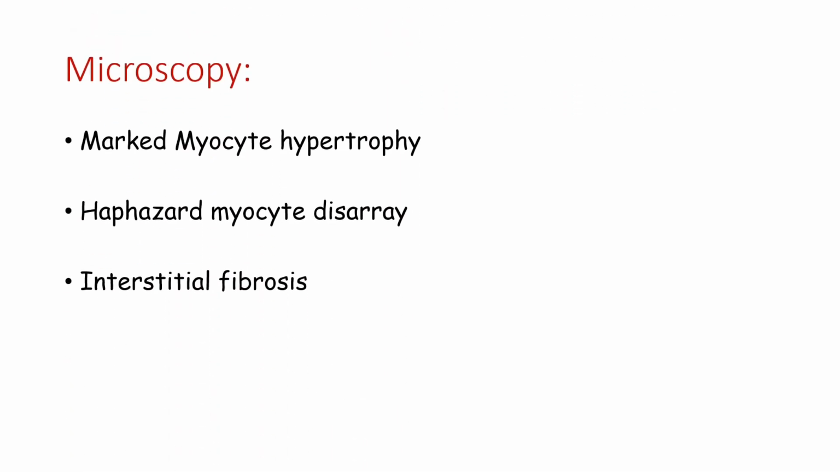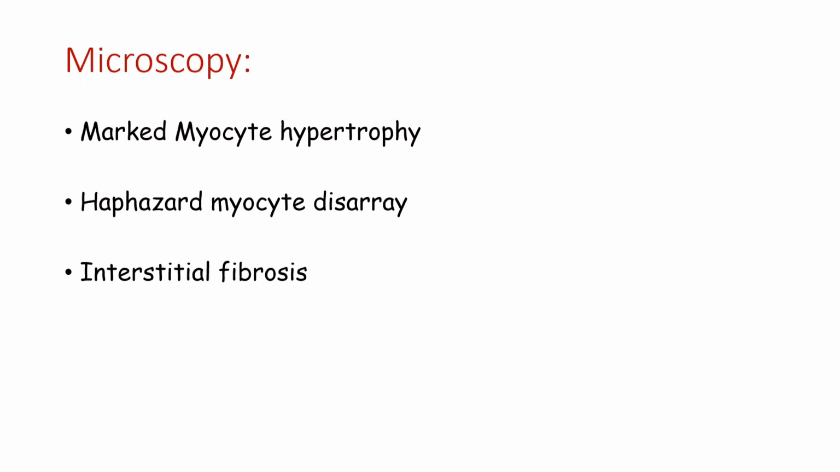So under microscopy, we will see myocyte hypertrophy, and they will be haphazardly arranged. The myocyte disarray, what is normally present, won't be there. And in between the cells, in between the myocytes, that space is called interstitium. And because of the continuous hypertrophy, there will be interstitial fibrosis.